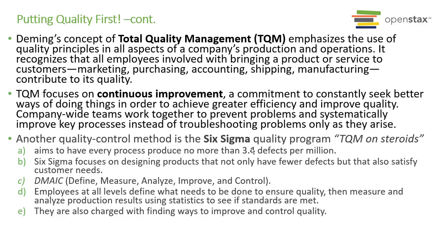DMAIC is at the heart of Six Sigma. You define, you measure, you analyze, you improve, and you control. So you probably see right there the Deming cycle, right? The PDCA cycle. The DMAIC is basically the Deming cycle, but improved. Employees at all levels define what needs to be done to ensure quality, then they measure, and then they analyze results using statistics to see if standards are met. They're also charged with finding ways of improving and controlling quality.